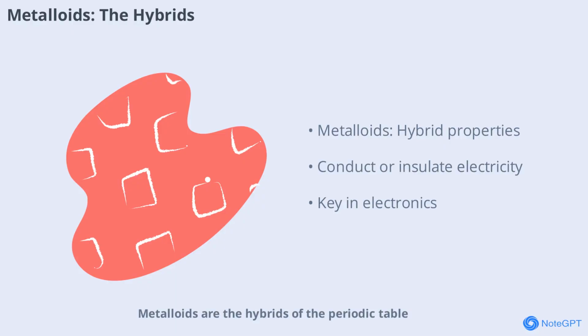Metalloids are the hybrids of the periodic table, blending properties of metals and nonmetals. They can conduct electricity like metals but also act as insulators like nonmetals. This unique combination makes them crucial in the development of electronic devices and modern technology.